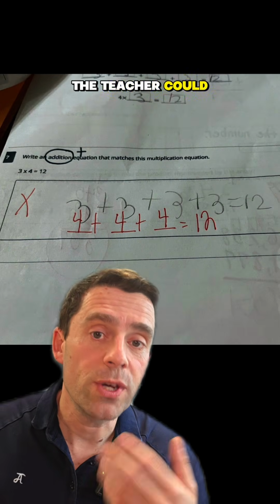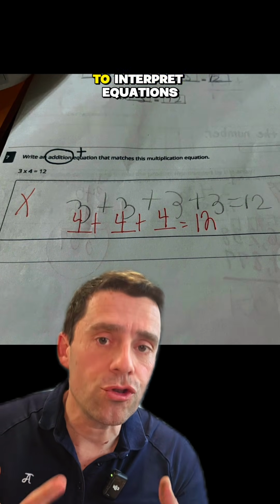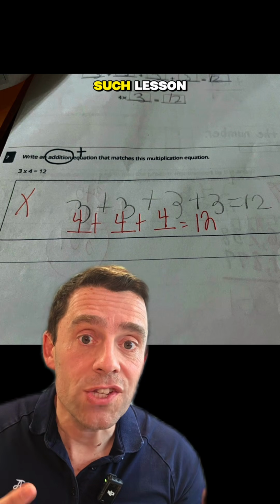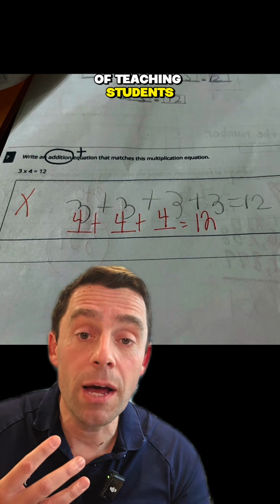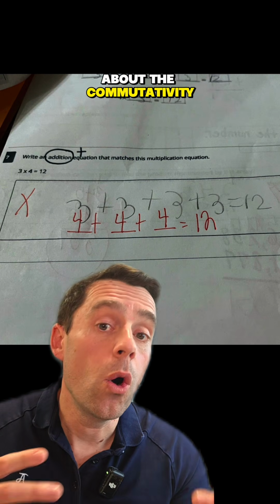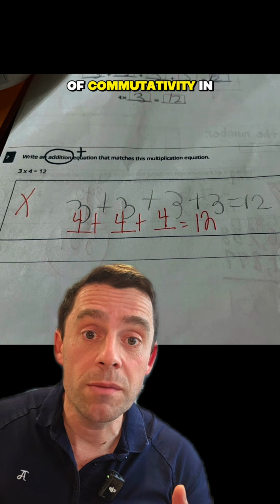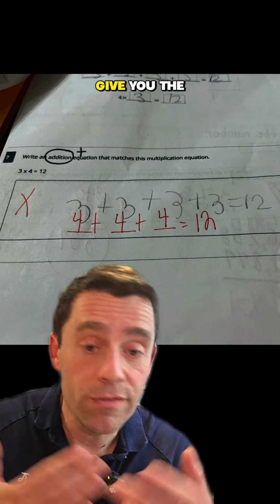So yes, the teacher could be correct to mark this answer as wrong if the lesson in the classroom was about how to interpret equations in this particular way, but I hope that any such lesson also has a strong component of teaching students about the commutativity of multiplication of numbers in mathematics, and the importance of commutativity in mathematics that explains why those numerical equations give you the same answer.